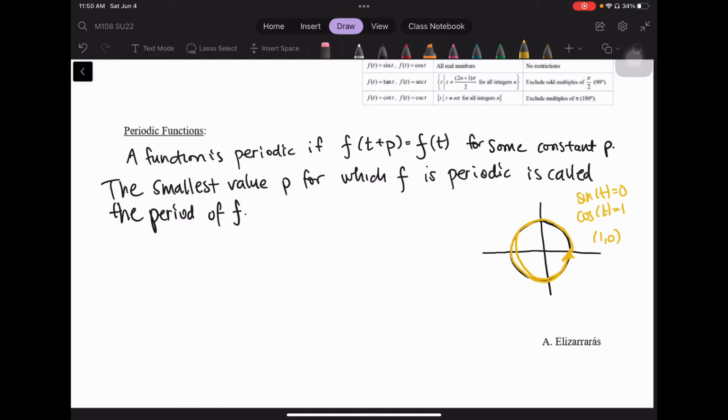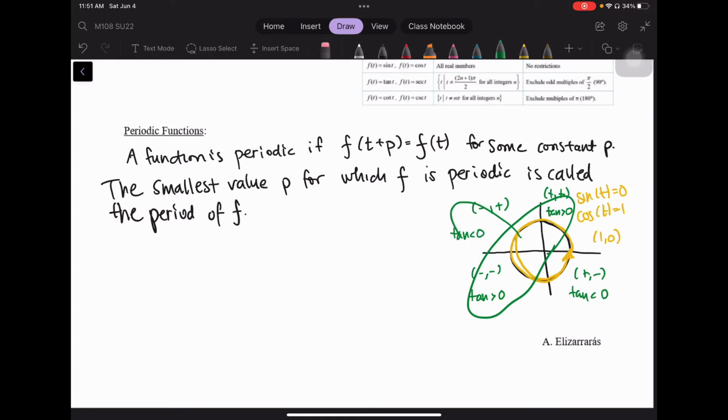Tangent, remember, is y over x. So remember, quadrant 1 is positive, positive; quadrant 2 is negative, positive; quadrant 3 is negative, negative; quadrant 4 is positive, negative. In quadrant 1, tangent is positive. In quadrant 2, the tangent is negative. In quadrant 3, the tangent is positive, and in quadrant 4, the tangent is negative. And so notice the tangent is positive in quadrants 1 and 3, and it's negative in quadrants 2 and 4.